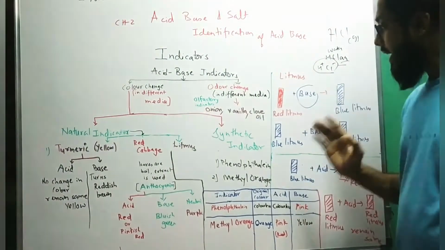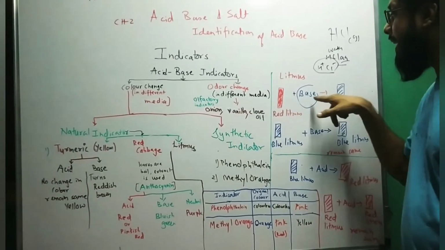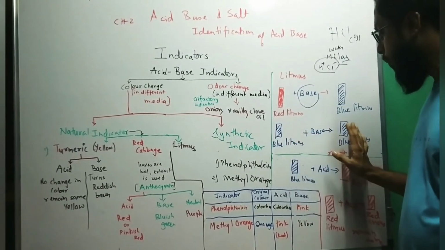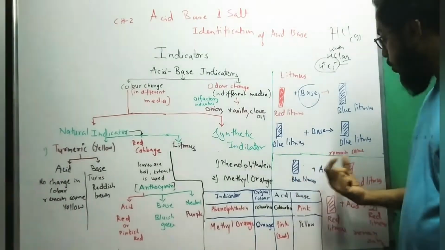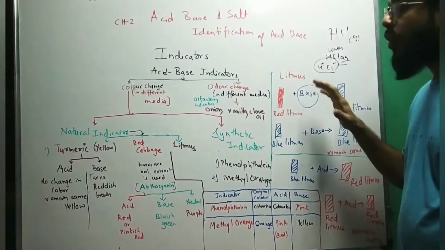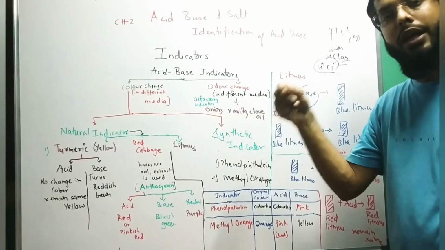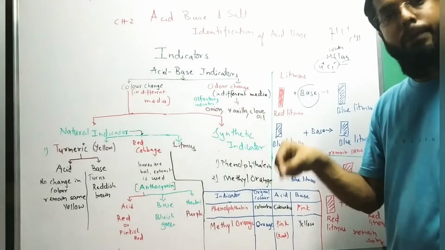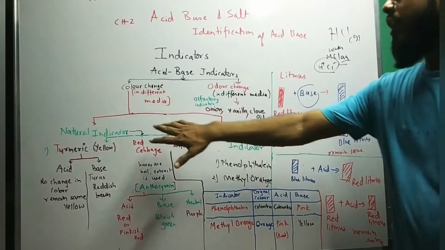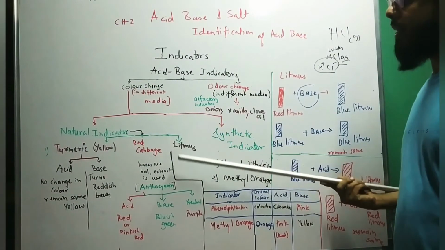So students, please make sure that you remember red litmus changes to blue in basic medium, and blue litmus has no effect in basic medium, it remains blue. While blue litmus changes to red in acidic medium, and red remains red, no effect. And a neutral solution does not cause any change. If you take litmus paper, red or blue, and dip it in neutral solution, it will remain as it is. So we have talked about natural indicators, which are obtained from nature: turmeric, red cabbage, litmus.